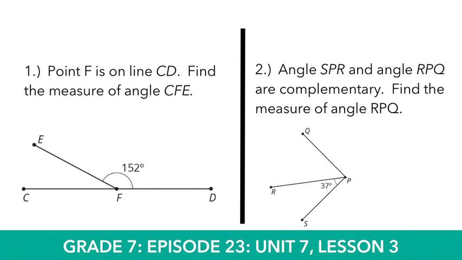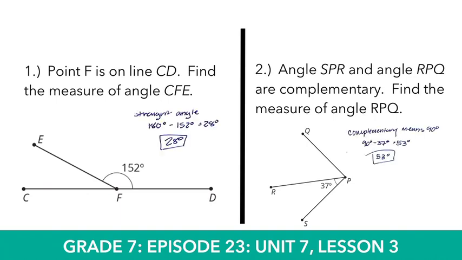Point F is on line CD. Find the measure of angle CFE. Then, angle SPR and angle RPQ are complementary. Find the measure of angle RPQ. Let's take some time to look at Lynn's work and compare it to yours.